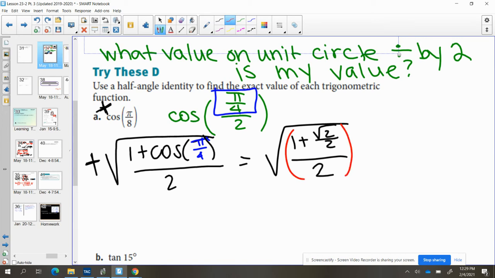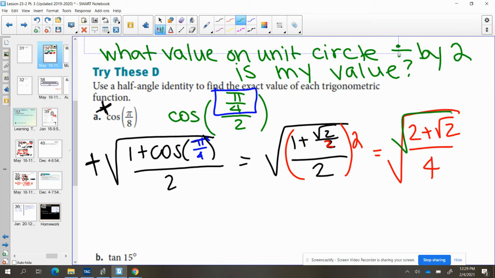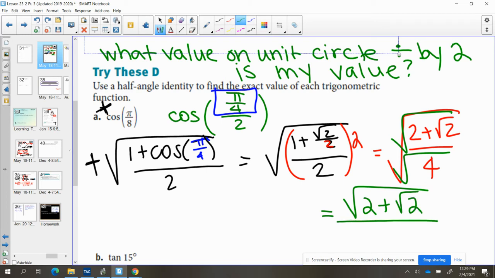And then to get rid of this fractional value of 2 down here, if we multiply everything by 2, we get rid of that fraction within a fraction. And this just becomes square root of 2 over 4. And then finally, we can just make this 1 into square root of 4 so that we get the numerator as square root of 2 plus square root 2. And then square root of 4 is just 2.